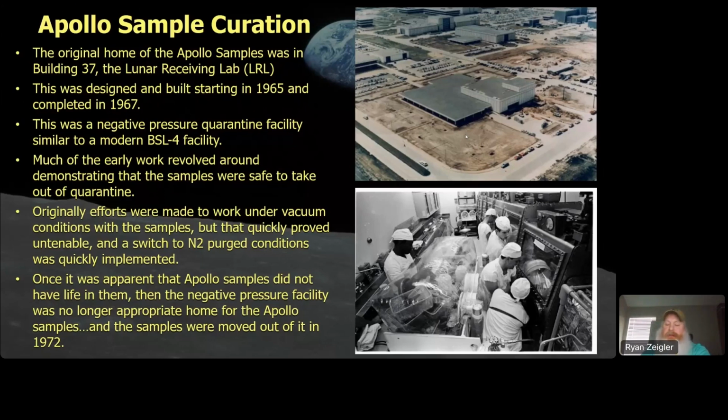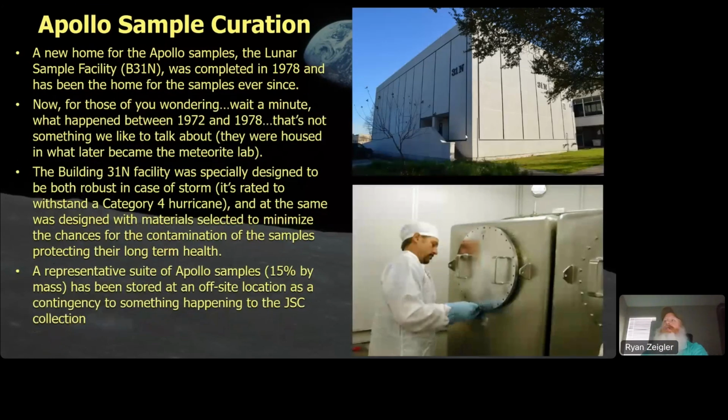By the time 1972 had moved around, they had actually moved the samples out of the LRL and then into, shortly after, the current home for the samples, which is here. This is Building 31 North, which was completed in 1978, and it's been the home for the samples ever since. And so you're like, wait a minute, a lot of time happens between 1972 and 1978, and I'm not great at math, but that's 6 years.